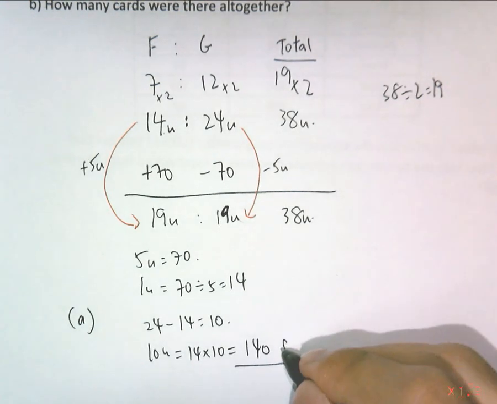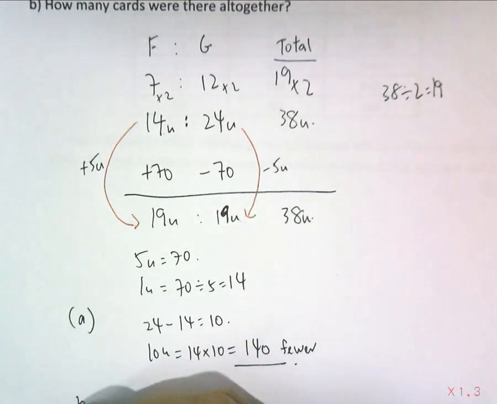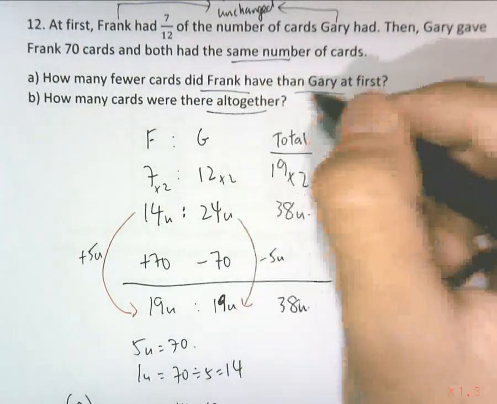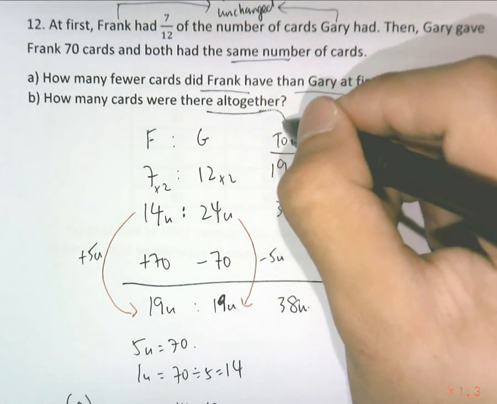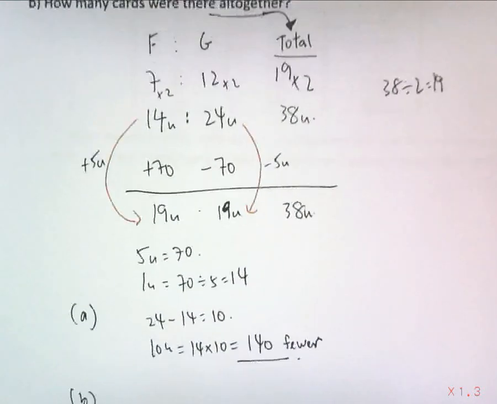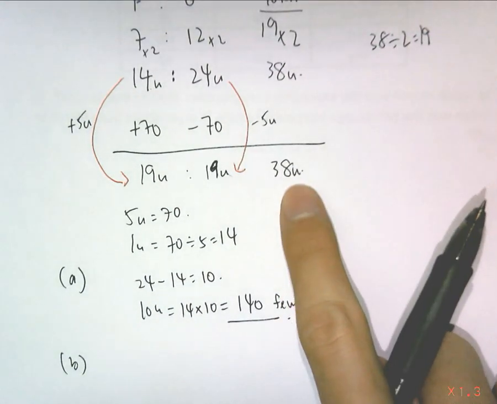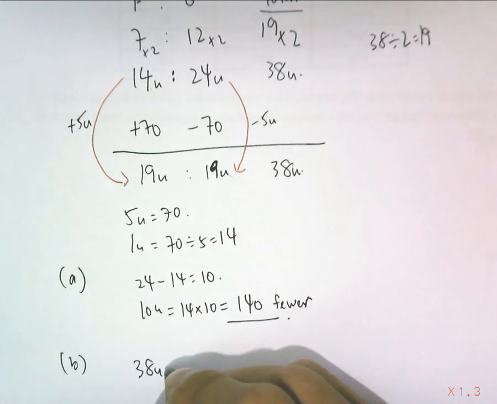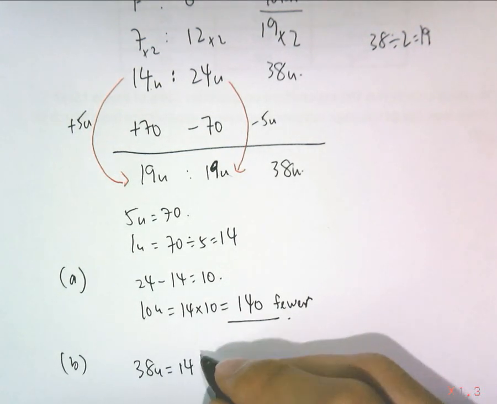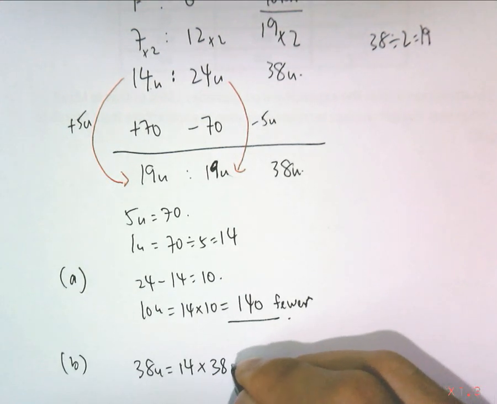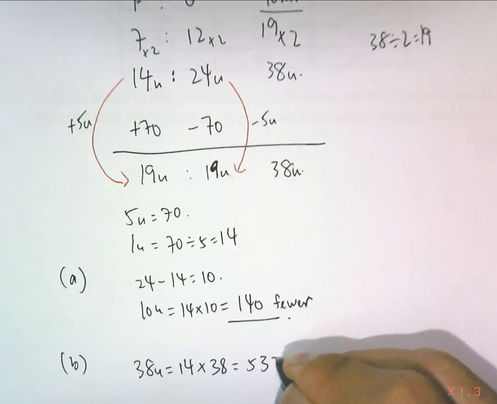Okay, part B, how many cards were there altogether? So altogether means that you're going to find your total, which is over here. So the total is given, use the 38, not the 19 anymore. So 38 units. 14 times 38. So there will be 532 cards altogether.